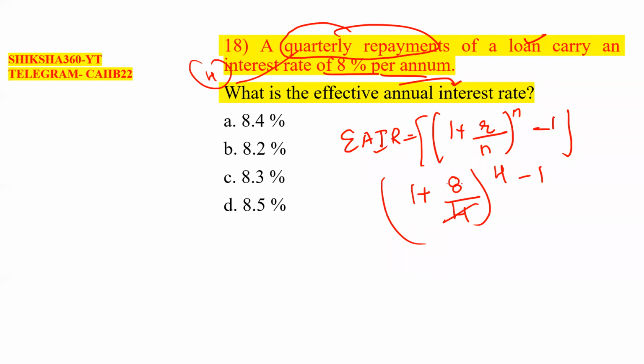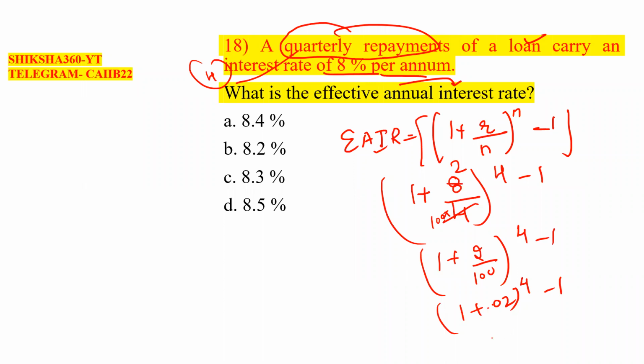So R upon N is 2, and it has to be divided by 100 also, because it is 8%. So 1 plus 2 upon 100, power 4, minus 1. That is 1 plus 0.02, power 4, minus 1. When we solve this, we get 0.082.